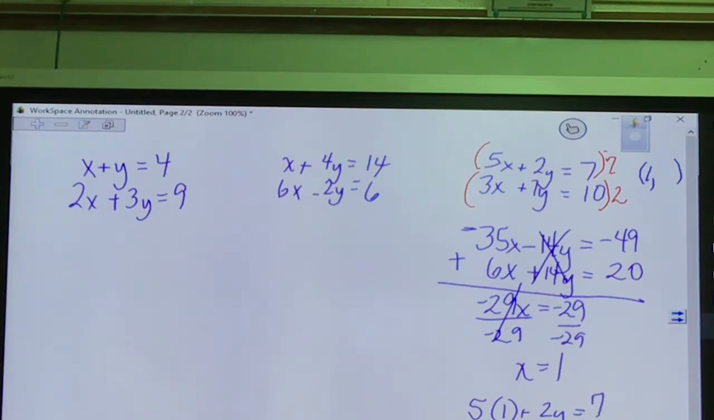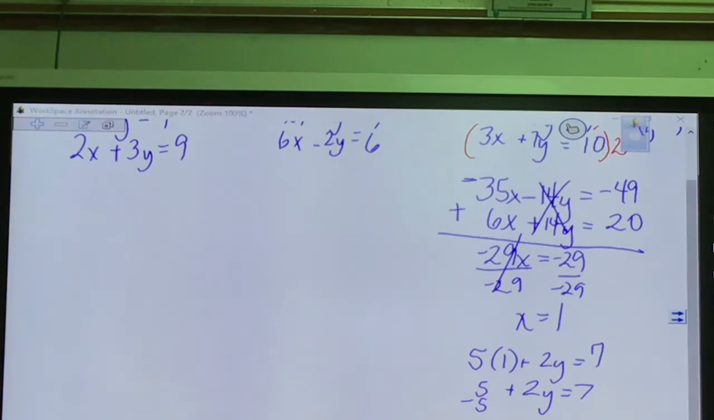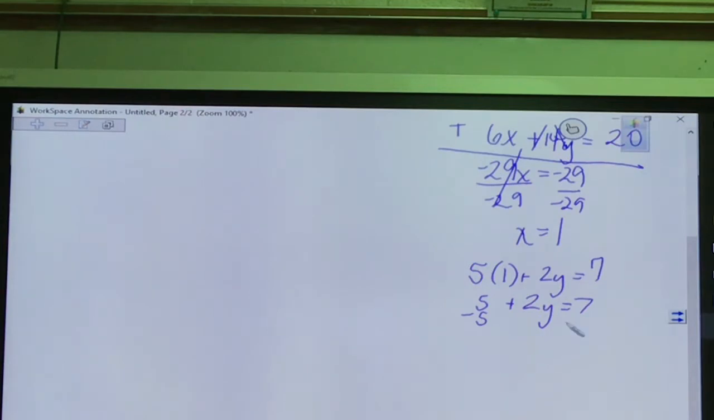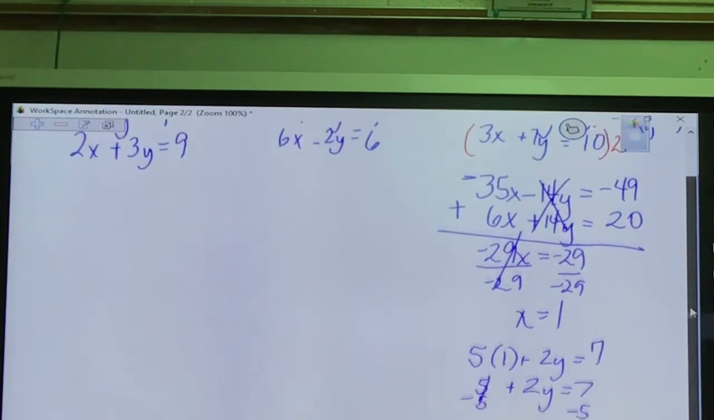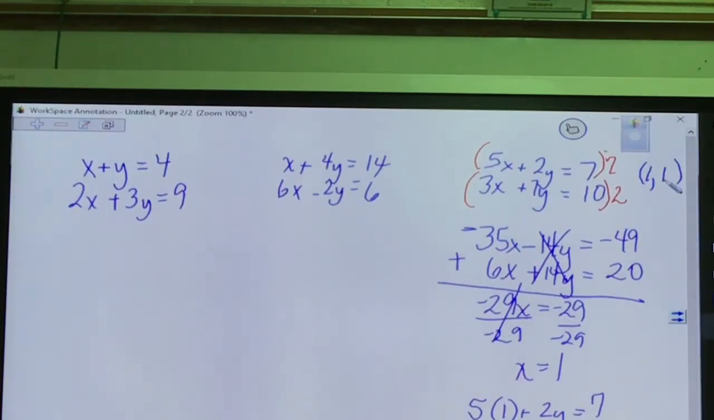Dang it. 5 times 1 is 5. Subtract 5 from both sides. Had to move it down, my video couldn't see. Y equals... So 2y equals 2. Divide both sides by 2. This happens sometimes. So y equals 1. So my solution, or the point of intersection, is 1, 1.